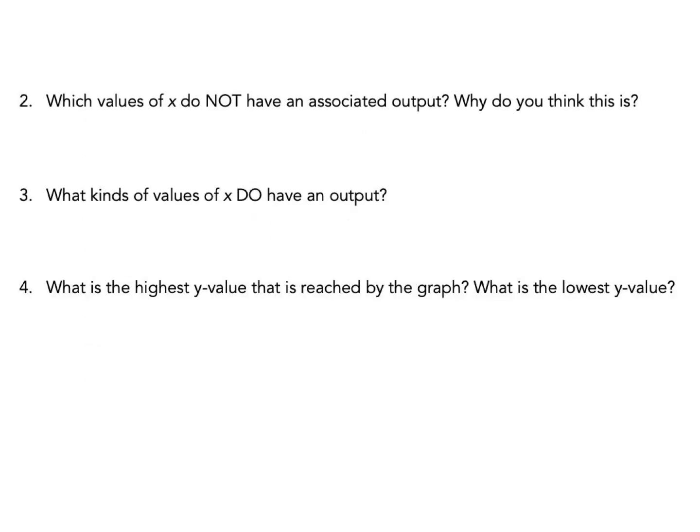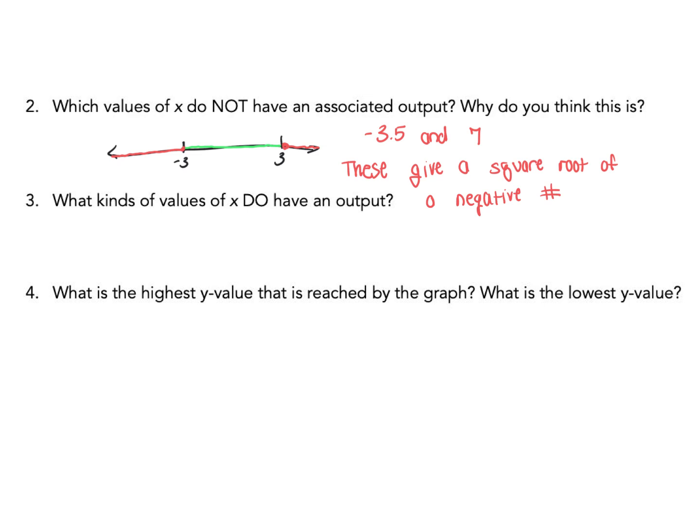So it says which x values do not have an associated output. So those are the values that are either greater than 3 or less than negative 3. So those were negative 3.5 and 7. And the reason is these give the square root of a negative number. And the square root of a negative is undefined.